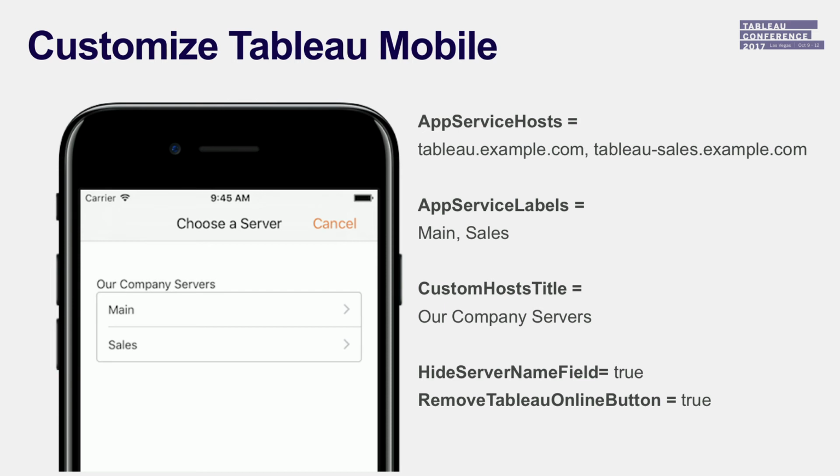So they just have the two different options to sign into, either their main or their sales or however you want to configure it. So it's a great way to funnel the users into the place that you want them to go. Yeah, question? Yeah, if you wanted Tableau Online to be one of those company custom lists, you could add in the Tableau Online URL and call it Tableau Online, for sure.